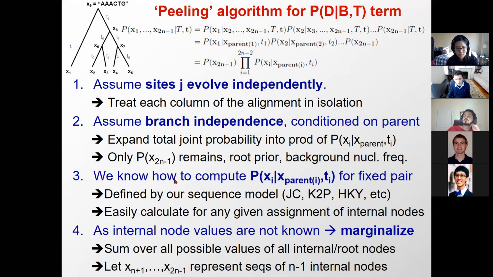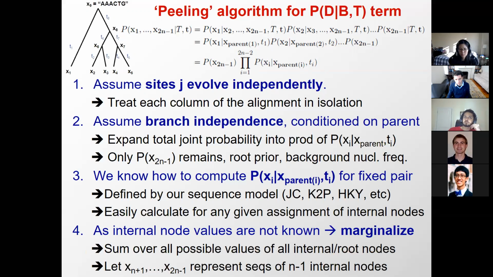And then we actually know how to compute the probability of a child given its parent and the time t, right? That was the first part of the lecture. This is exactly the sequence model that we built for Jukes-Cantor or the cumulative parameter model, the HKY model, and that whole hierarchy. So we can calculate for any given assignment of internal nodes that child-from-parent probability given the time elapsed. And as the internal node values are not known, what we're going to be doing is marginalizing. So we're going to be summing over all possible values of all internal and root nodes.